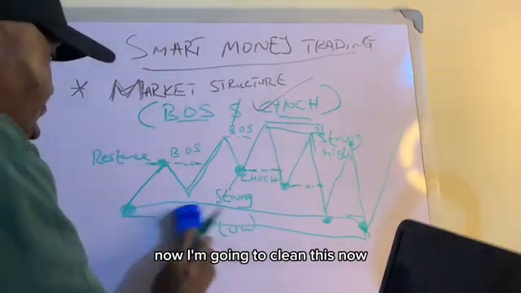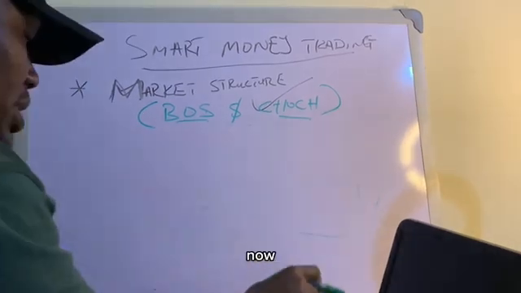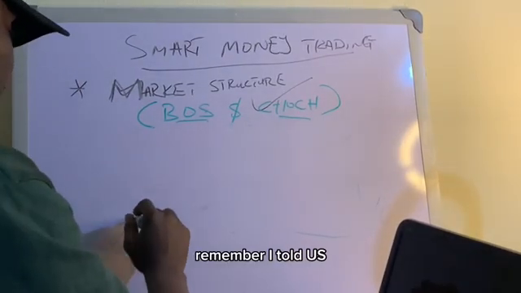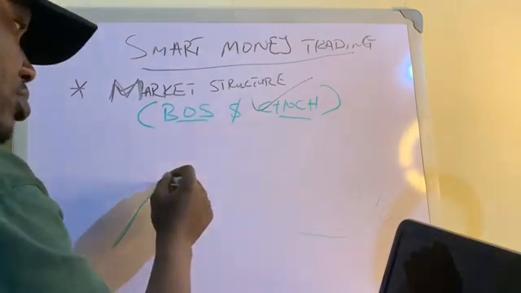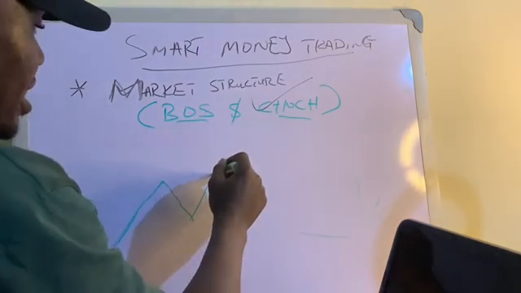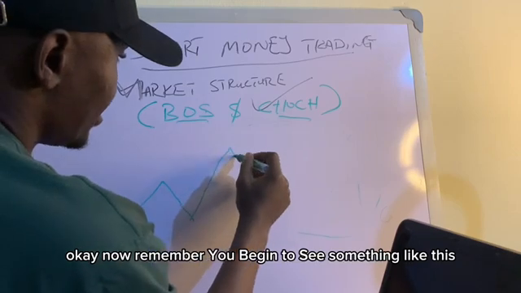Now I'm going to clean this to make it clearer. Remember, let's assume we are in the 4 hours time frame or daily higher time frame, making higher highs. Now remember, you begin to see something like this.